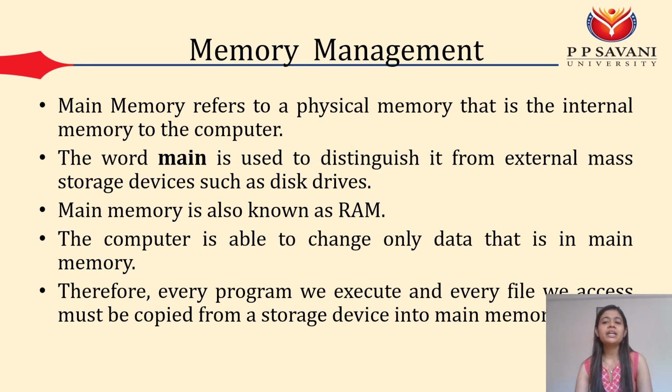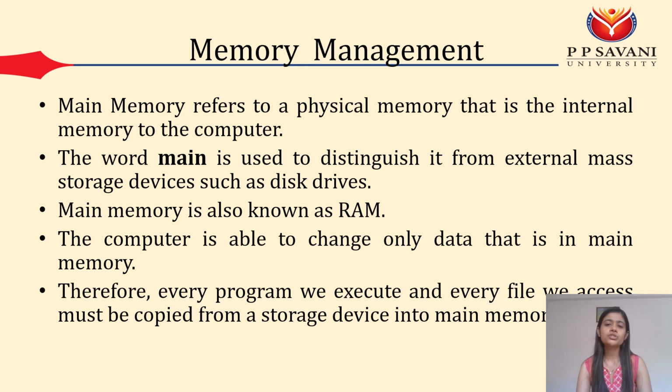Main memory is mainly used to store process data, or let's say the process, and using that memory, your process will execute in the computer system and complete its execution with the use of the CPU, operating system and memory. The computer is able to change only data that is in main memory. Your CPU is not allowed to access or change any data of secondary storage. The CPU is only allowed to use main memory.